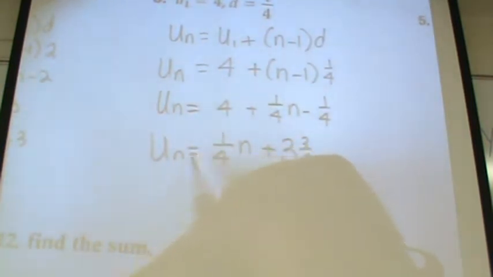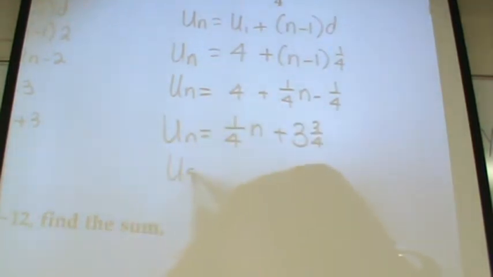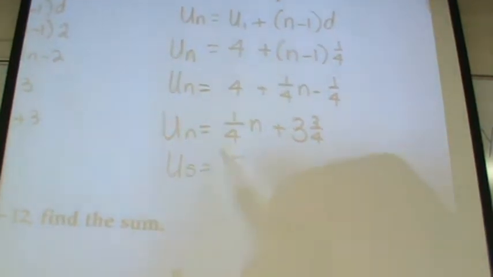Now to find any term, you're going to plug in whatever you want. If you want the 5th term, plug a 5 right here, and add like terms, and you're going to end up getting 5 is your 5th term when you plug 5 in here.